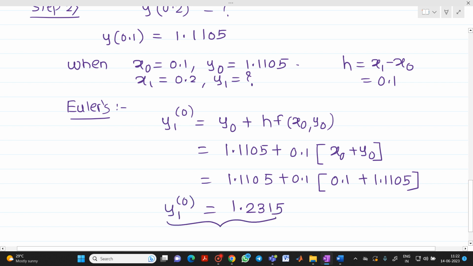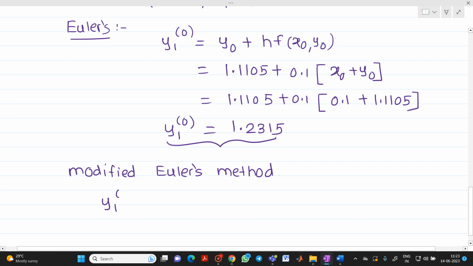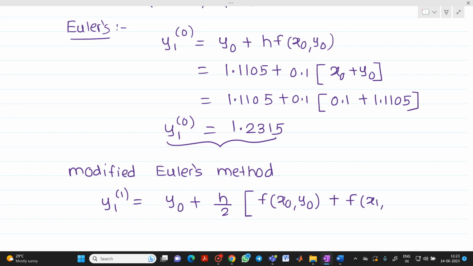But now here we have to solve the problem by modified Euler's method. So this was a predictor formula. So we have to use a corrector also. So what was that modified Euler's formula? Already in the first step we did that. y1 of 1 will be equal to y0 plus h by 2 into bracket f of x0 comma y0 plus f of x1 comma y1 raised to 0.